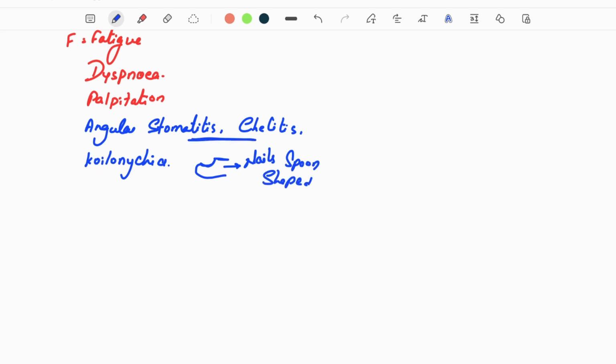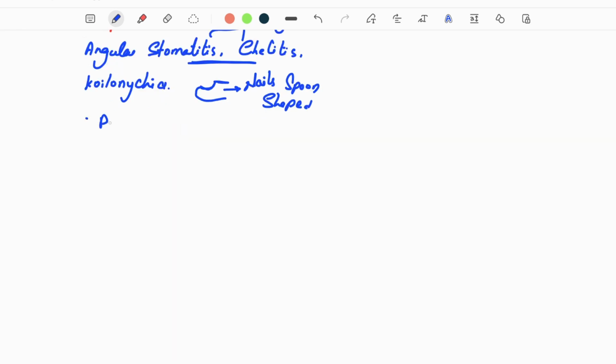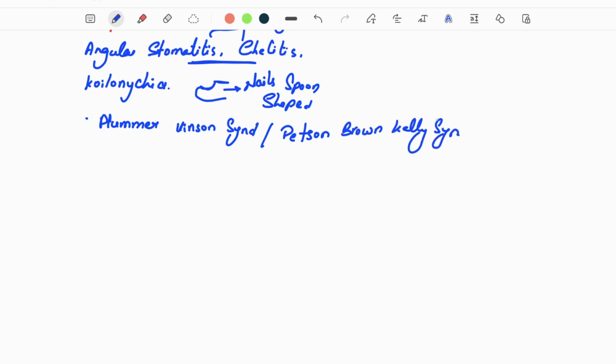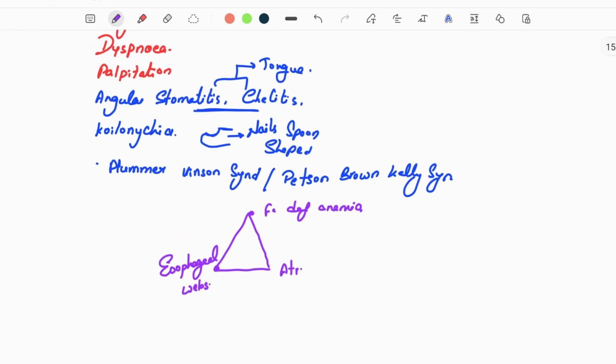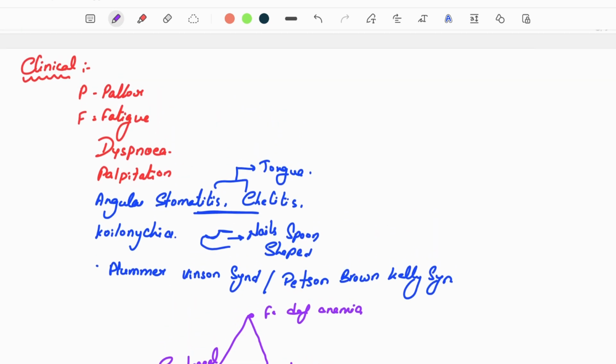So these are the problems that we see in the tongue. Next one is Plummer-Vinson syndrome, or Paterson-Brown-Kelly syndrome. It is a triad of 3 diseases. First one is iron deficiency anemia. Second one is esophageal webs. Third one is atrophic glossitis. So these are the clinical features of iron deficiency anemia.